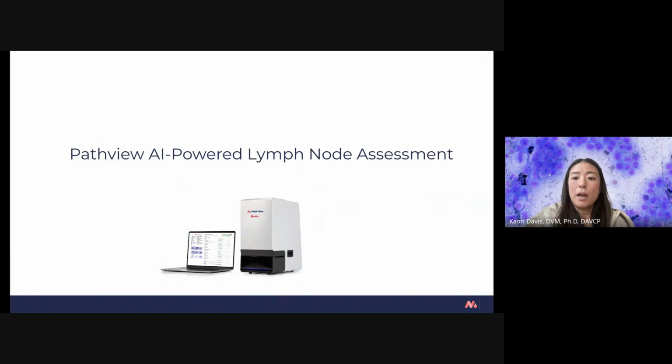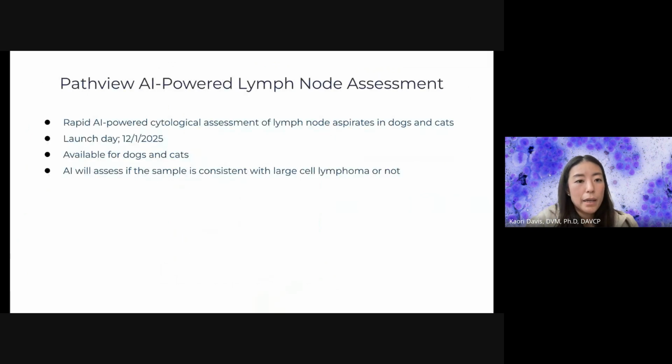So with that, I would like to introduce our exciting new offering, which is the PathView AI-powered lymph node assessment. PathView AI-powered lymph node assessment is a rapid and AI-powered cytological assessment of the lymph node aspirates. We are going to launch this new test December 1st this year, and this test will be available in dogs and cats. And what it does is basically we developed this AI model that will look at the sample and then assess whether the samples are consistent with large cell lymphoma or not.